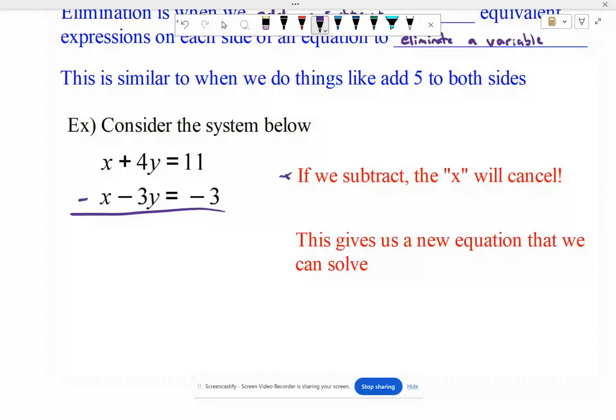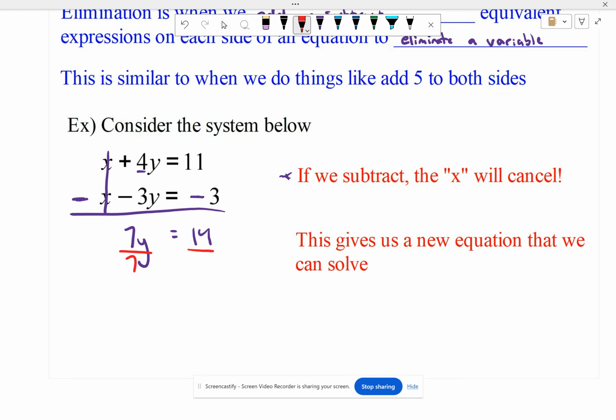So this bottom equation, if I subtract it, this becomes x minus x, so that's just going to cancel and become 0. Now when I do 4 minus negative 3, that double negative is going to make that really 4 plus 3, and it's going to become 7y. And then 11 minus negative 3 is really going to become 11 plus 3 because of the double negative, and that becomes 14. So what we just did is we subtracted the bottom equation from the top equation, and that's okay because it's like subtracting 3 on both sides. If I subtract 3 from this side, I have to subtract 3 from that side, and subtracting 3 is equivalent to subtracting x minus 3y because they're equivalent expressions. So in this scenario, I have 7y equals 14.